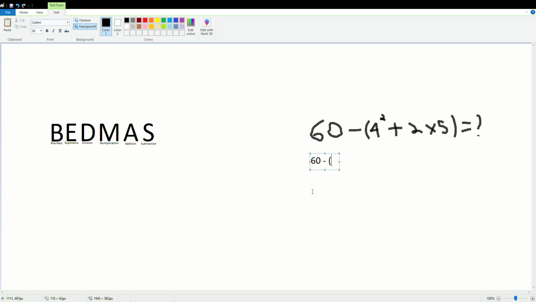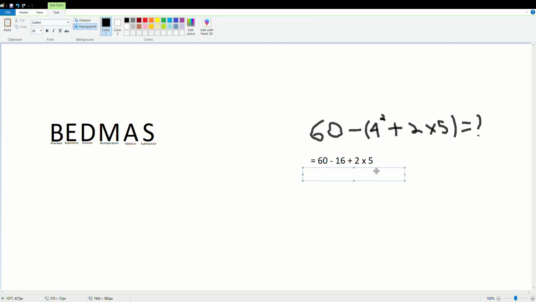So 60 minus, or no, we gotta get rid of the brackets. That's one thing I forgot to mention, guys. Sorry. Once you do the brackets, you get rid of them. You get rid of the brackets when you do the B in BEDMAS. So 60 minus 16 plus 2 times 5. And you don't want to keep putting the equal sign at the end. You want to keep putting it at the start. And so we got rid of the brackets.